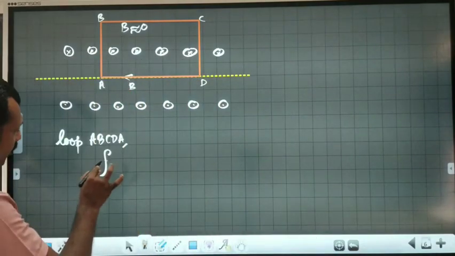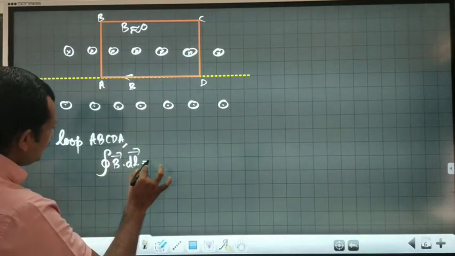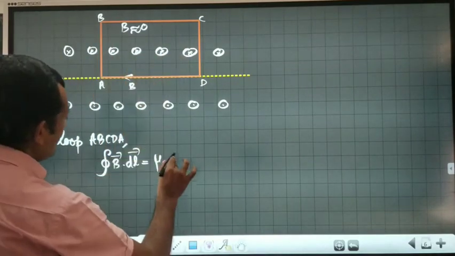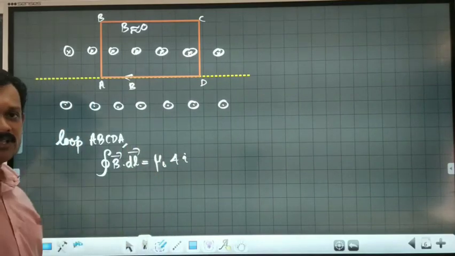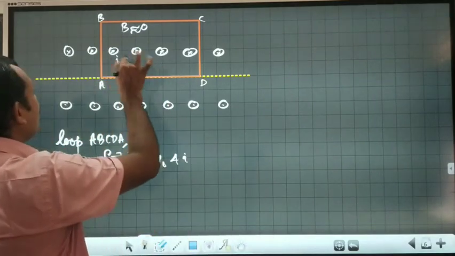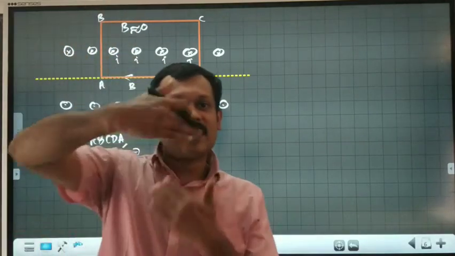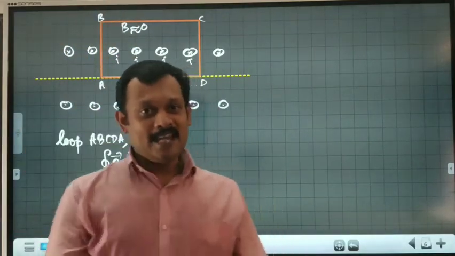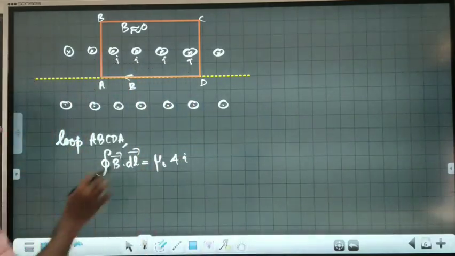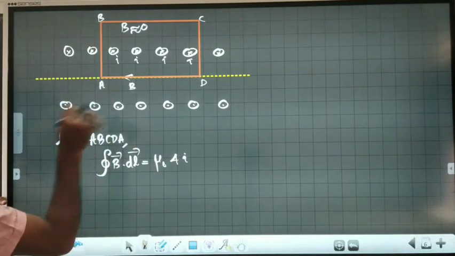Now, according to Ampere's law, the closed integral of B dot dl is equal to mu 0 times the current enclosed by this Amperian loop. I have enclosed only 4 currents: this current is I, this is I, this is I, and this is I. These are nothing but the number of turns, so 4 turns are enclosed by my Amperian loop. So the enclosed current is 4I. If n turns are enclosed by the loop, it has to be nI. So the closed integral of B dot dl is equal to mu 0 times 4I, right?